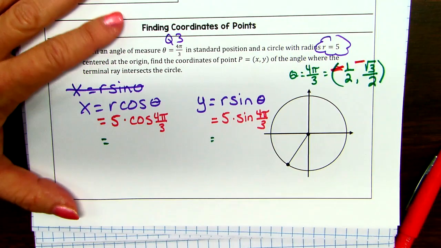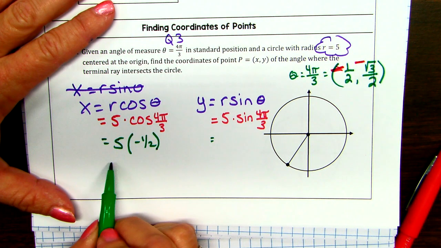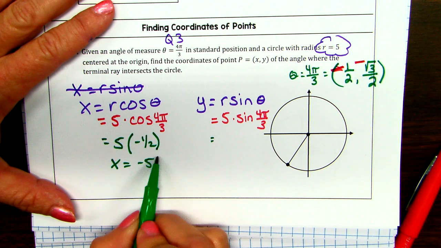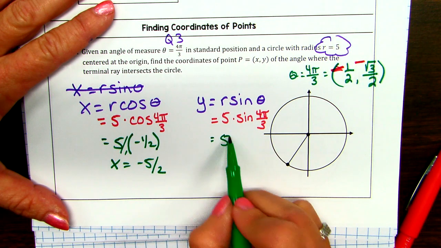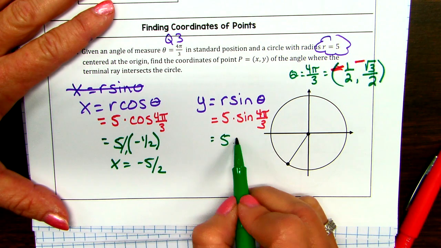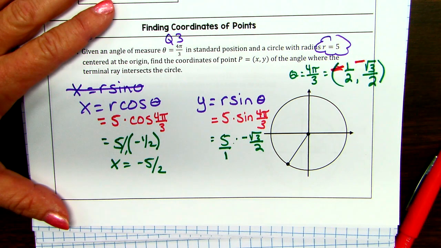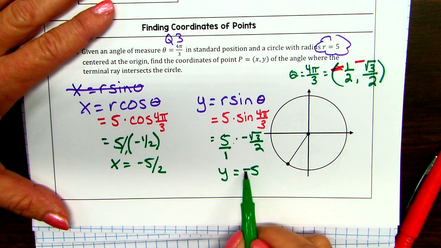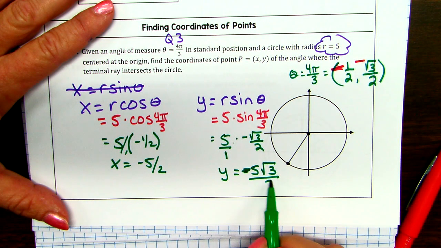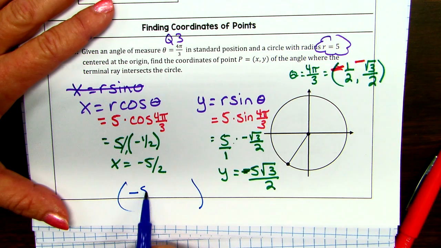So I'm just going to plug those numbers right in here. 5 times cosine, negative 1/2. And when I simplify that, I get negative 5/2. Remember, it's just 5 over 1 times negative 1/2. Multiply your numerators, multiply your denominators. Sine of 4 pi over 3 is, I'll write it like this. So it's 5 over 1 times negative square root of 3 over 2. So y is negative 5 square roots of 3 all over 2. So the ordered pair, be all proper and write it in parentheses here.